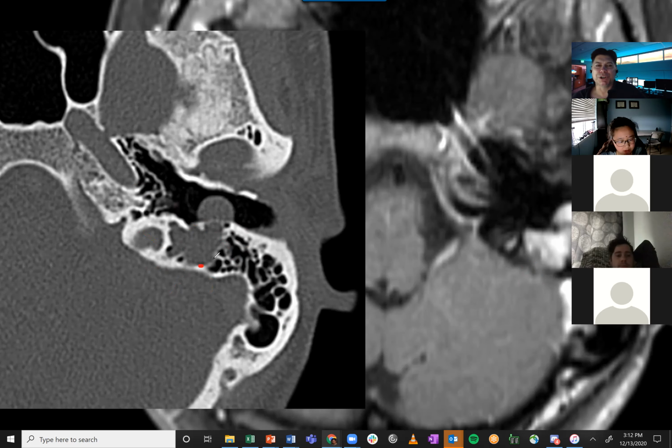Okay. So the next question is, what is normally going through those mastoid air cells that you might have a tumor of that extends out?